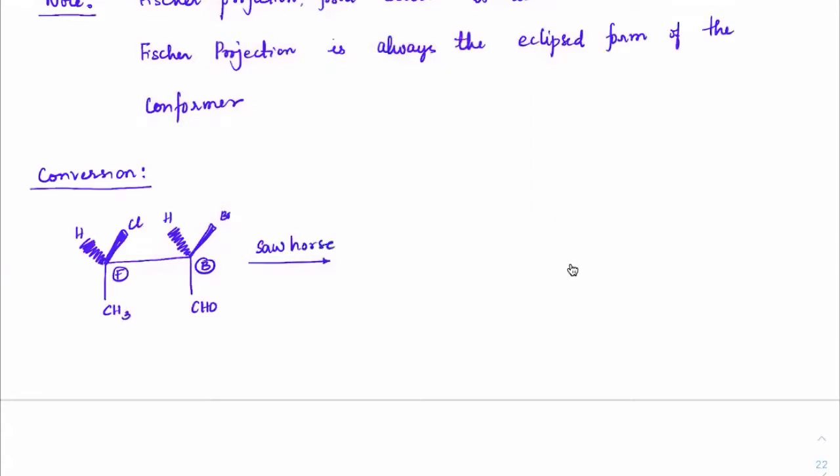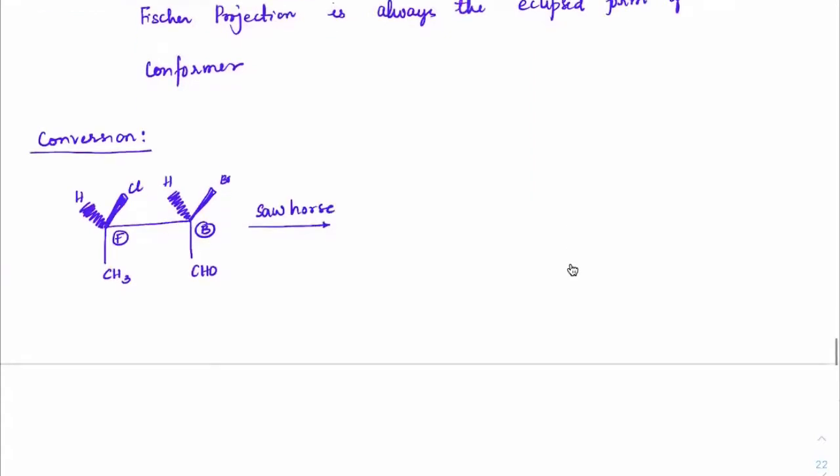So first I'm writing into Sawhorse projection. Sawhorse is pretty easy. So we'll just write these lines here this way. Exactly the way how it looks like, we have to mention it like this. So this would be Br, H, CHO, CHO, CH3, Cl, and H. This is the Sawhorse projection. And this is that same front carbon, this is the back carbon. Okay. So this is the eclipsed form of that Sawhorse projection.